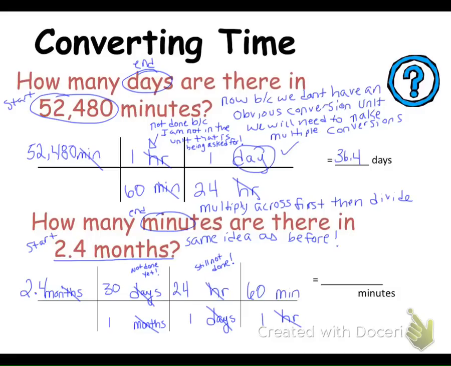Multiply everything across, check your units at the end, you're in the correct units, and go ahead and get your answer as 103,680 minutes. So there's how to do some multiple step T-chart problems. You're not always going to have an easy one-step T-chart.